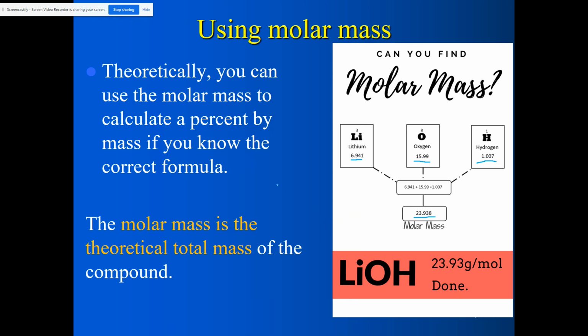So theoretically, we could pretend that we had 1 mole exactly of this compound. And if we had 1 mole exactly of this compound, well then take a look. We have the grams of each of them in this 1 mole exactly. You could definitely calculate the percent by mass. This is a theoretical calculation though. The molar mass is the theoretical total mass of the compound. Let's take a look at a calculation using this idea.